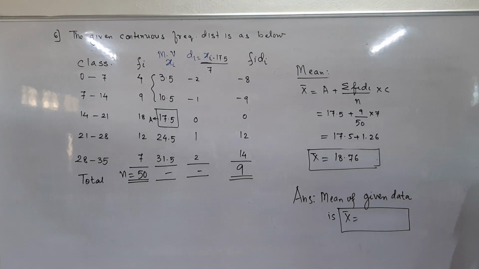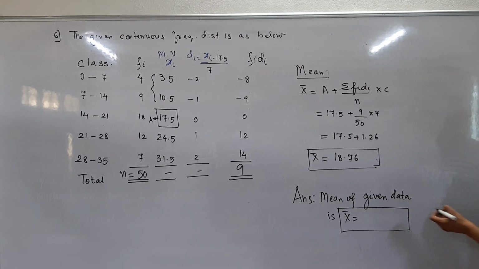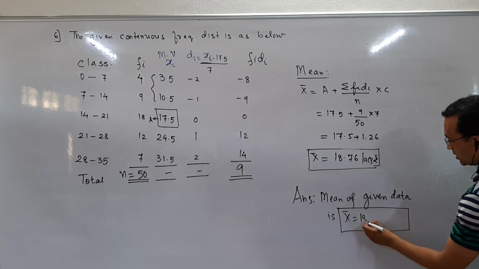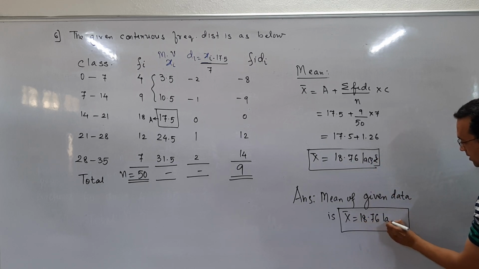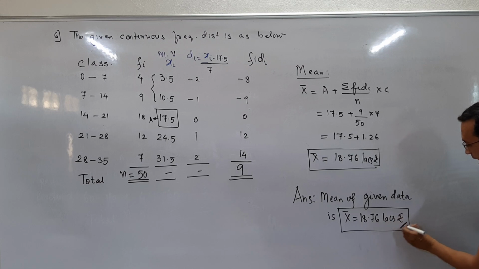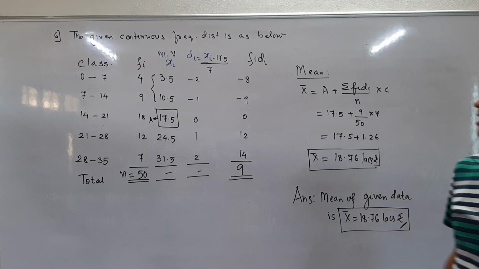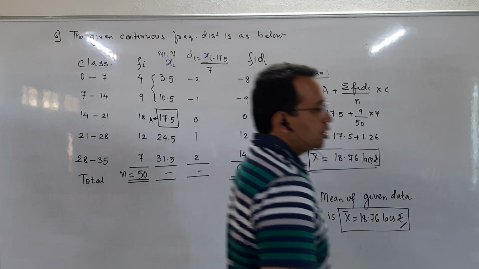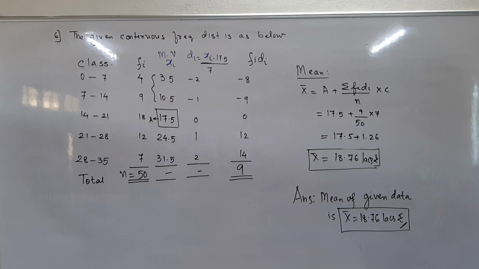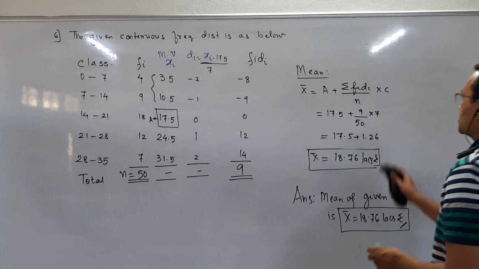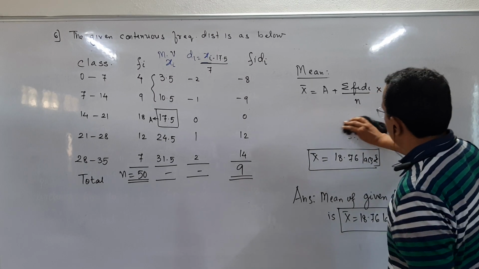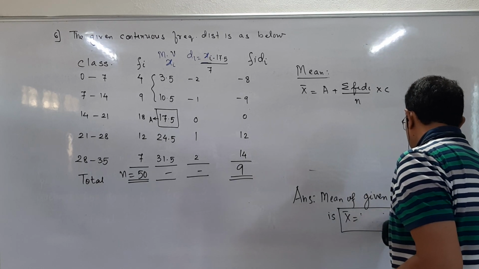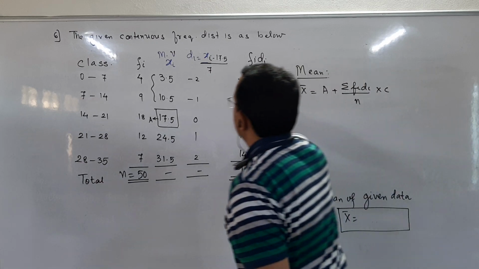What is the unit? Then it is lakhs rupees. So the mean of the given data is 18.76 lakhs rupees. Now, students, it is very simple. All of you must be able to understand and do this. Now, the last sum, number 7, we will do and then we will complete the exercise.